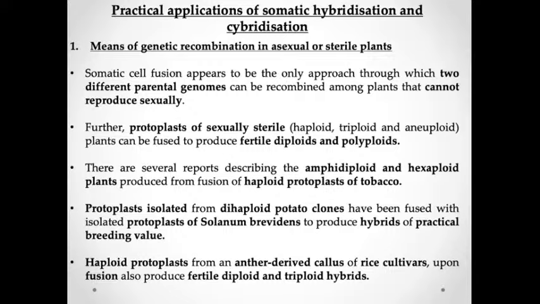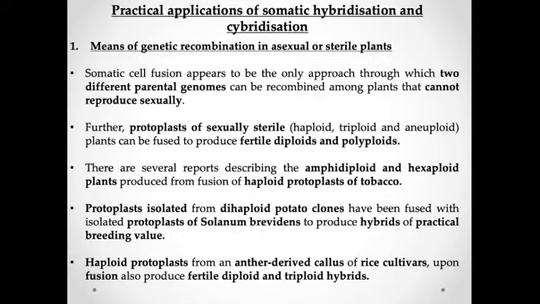Further, the practical applications of somatic hybridization and cybridization. First is a means of genetic recombination in asexual or sterile plants. So you can have genetically recombinant and also sterile plants at the end of your stage. Somatic cell fusion appears to be the only approach through which two different parental genomes can be recombined among plants that cannot be reproduced sexually.